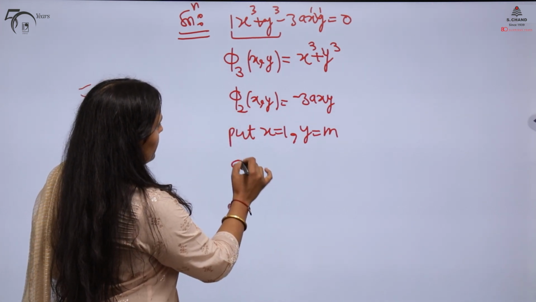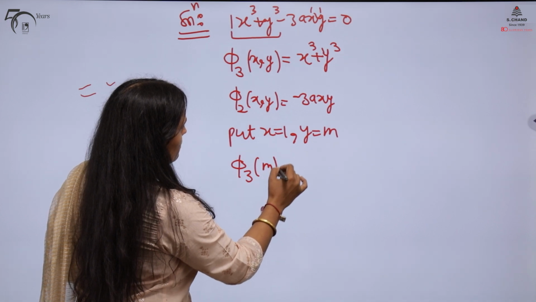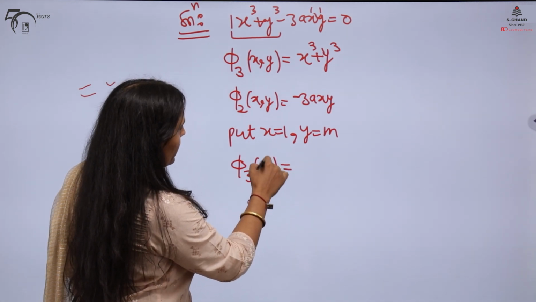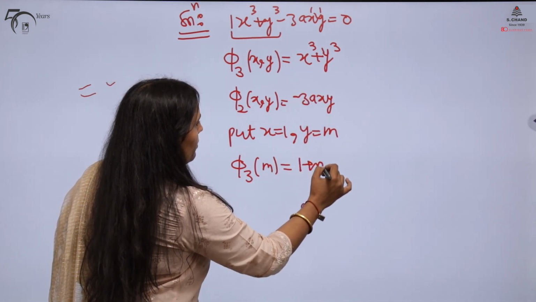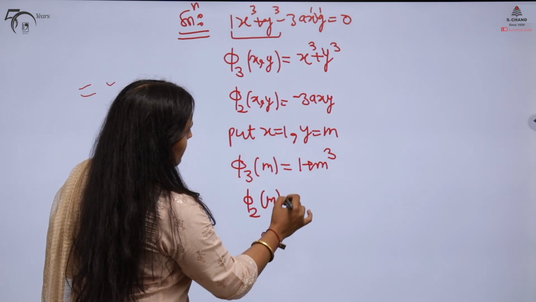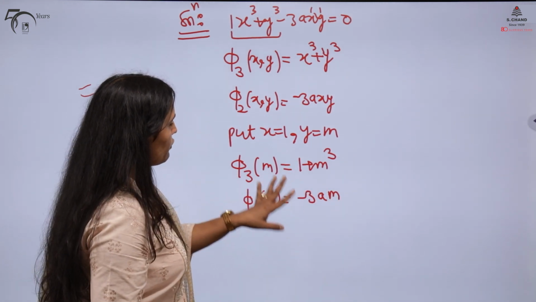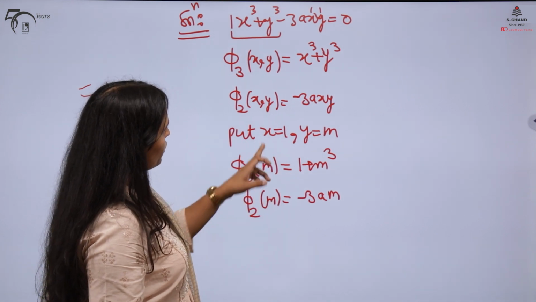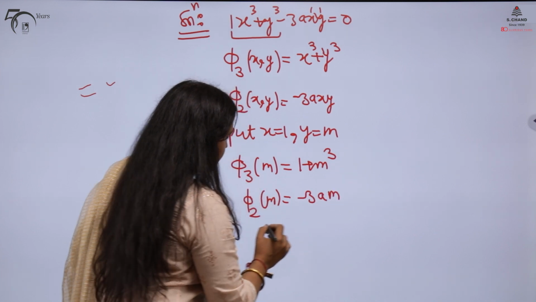Then, when you are substituting x = 1, y = m, the notation is just phi 3 m, you will not write 1 comma m. So it will be 1 plus m cube. Phi 2 m will simply be minus 3a m. So after putting x = 1, y = m, what will you do? Put phi 3 equal to 0.